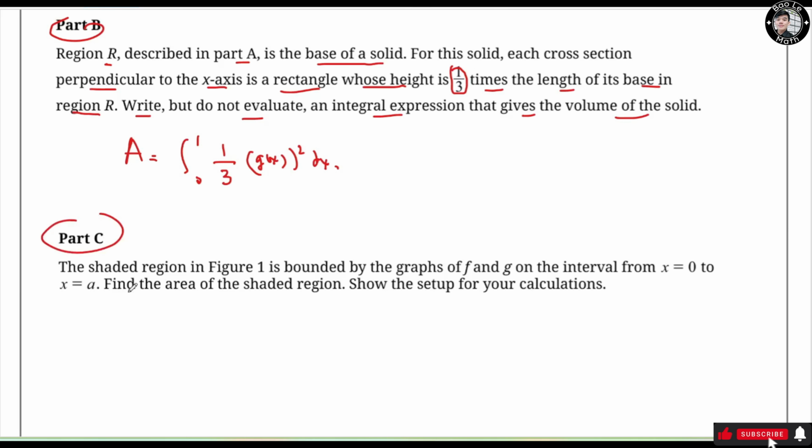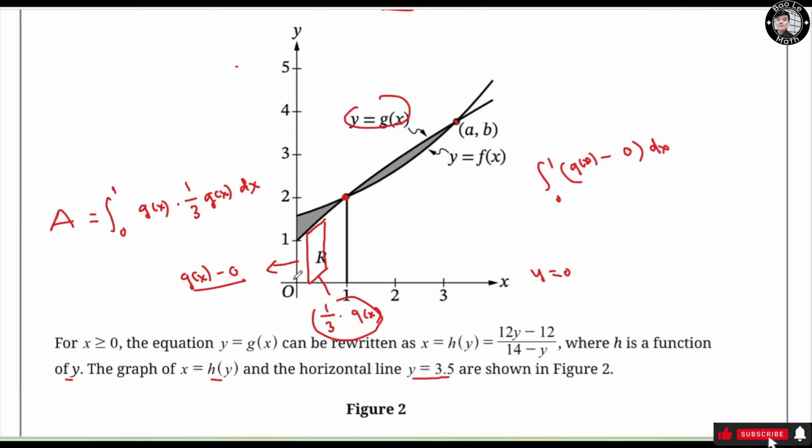Now question C. The shaded region in figure 1 is bounded by the graphs of f and g on the interval from x equals 0 to x equals a. Find the area of the shaded regions. Alright, so x equals 0 is right here and x equals a is right here. Now, from 0 to 1, we know that the function g of x is below the function f of x, right? So we have the integral from 0 to 1 of f of x subtract g of x, dx.